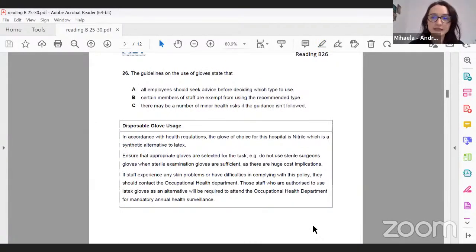Okay, we have to read the question. Diana, can you read the question? The guidelines on the use of gloves state that... Good. So we should focus on the use of gloves, the guidelines on the use of gloves. Okay. Go through the text a little bit, and then we will eliminate.